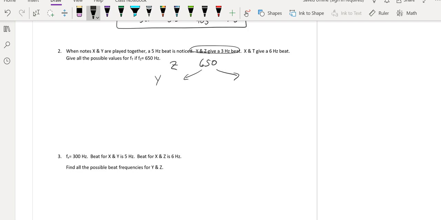So we go plus or minus 3, which is 647 and 653. We don't know which one it is. The beats don't tell you if it's higher or lower. It simply tells you the difference. And then we know that X and Y are played together, and that's a difference of 5.